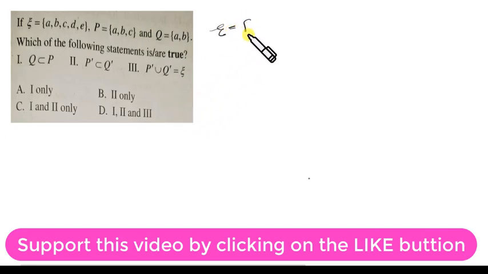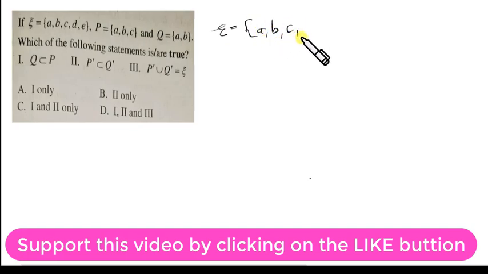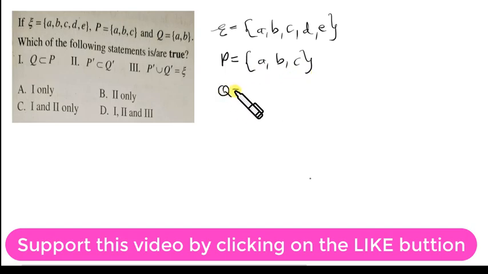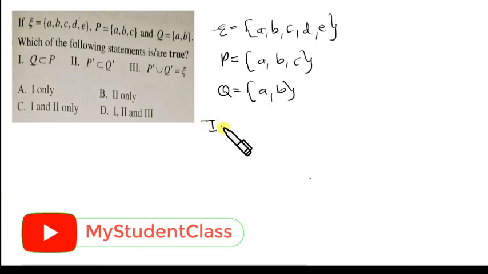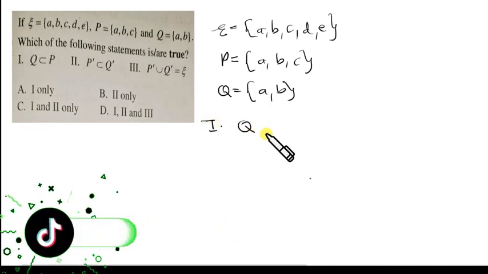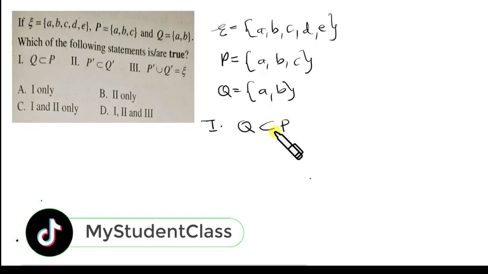First, we have the sets A, B, C, D, E. So that is the universal set, and we have the set P equal to A, B, C, and the set Q is also equal to A, B. So the first statement, that is the I, says that the set Q is a subset of set P.